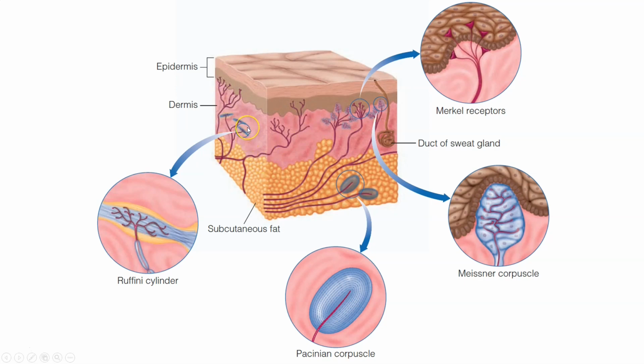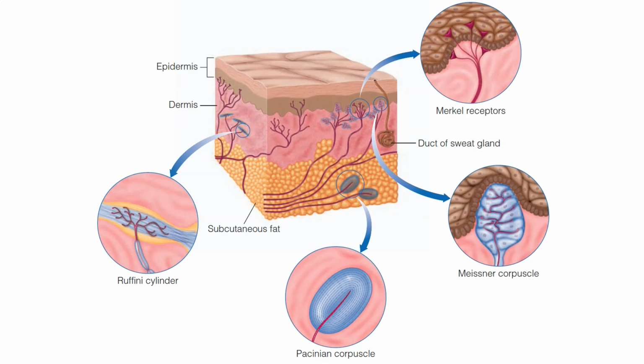So they do differ in terms of their morphology or shape. We have Ruffini cylinders here, and here we have really big ones called Pacinian corpuscles, which can be just about seen by the naked eye, actually. There's a sweat gland, yuck. There's a Meissner corpuscle, and here we have Merkel discs or Merkel receptors. So lots of different weird structures.